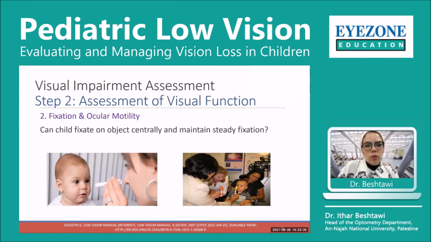Then we transfer to the other tests, and we start with the fixation and ocular motility test. In this test, we assess the child's ability to fixate and track objects, and we assess the function of their ocular muscles.